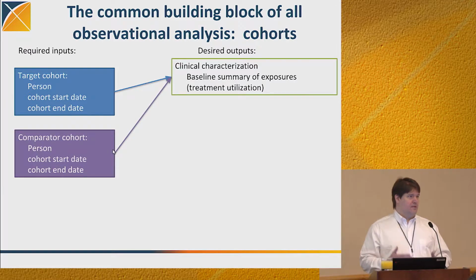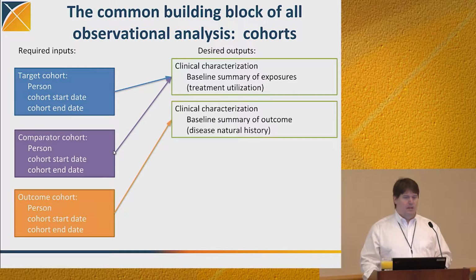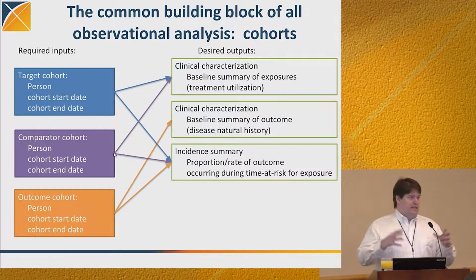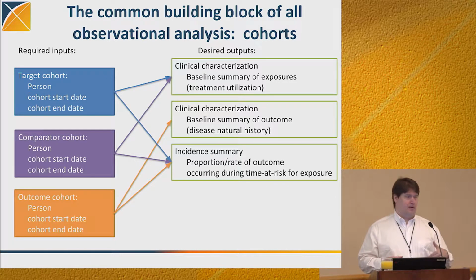You might want to compare that cohort to another cohort, so that's another cohort of a study population. You might want to look for some natural disease history of the cohorts that you are using as your outcome. So again, it's another characterization exercise of a group of people that satisfy the criteria of who has this outcome. To bring these cohorts together, you might want an incidence summary of what is the incidence proportion or incidence rate of people within the target and comparator cohorts among the members of this outcome cohort.